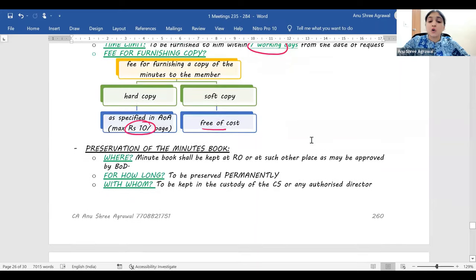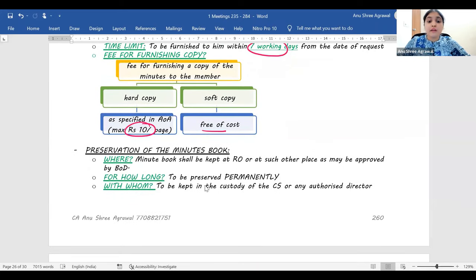All right. Then how long are we going to preserve the minutes book? We have to preserve the minutes book permanently. Just like what else do we preserve permanently? Register of members, right? Annual return and debenture holders register. What was the period? 8 years. Here, permanently. All right, guys, we are thorough with our minutes discussion, everybody.